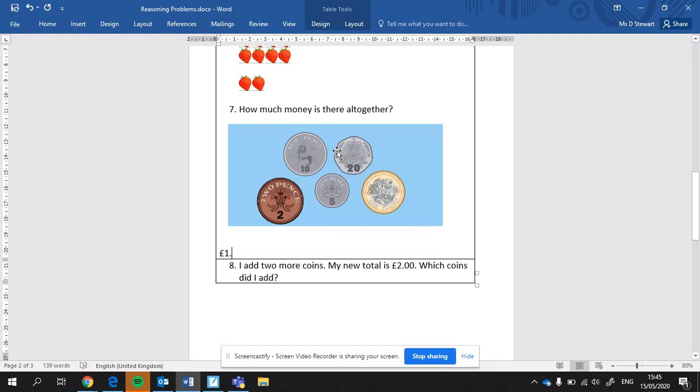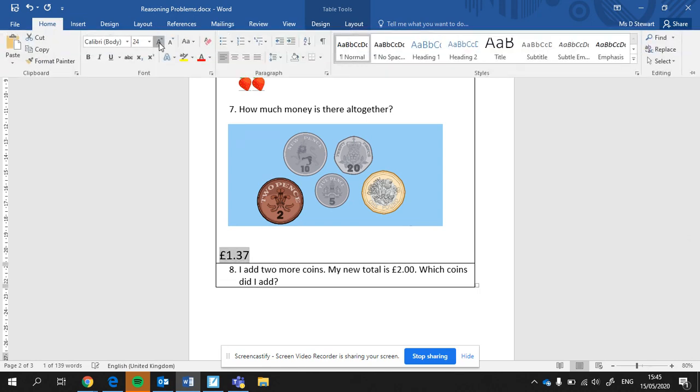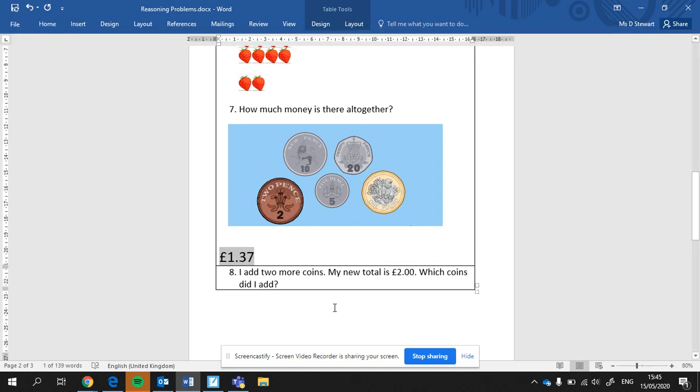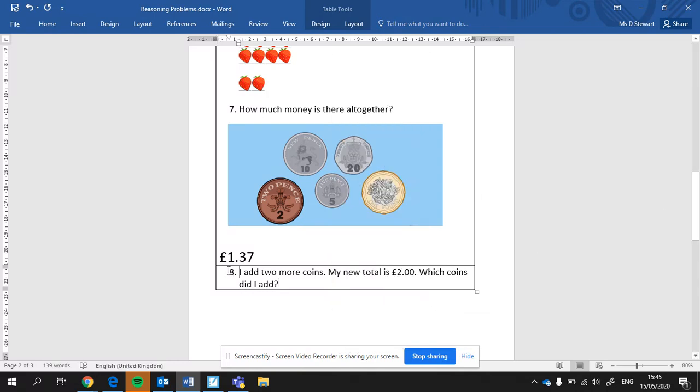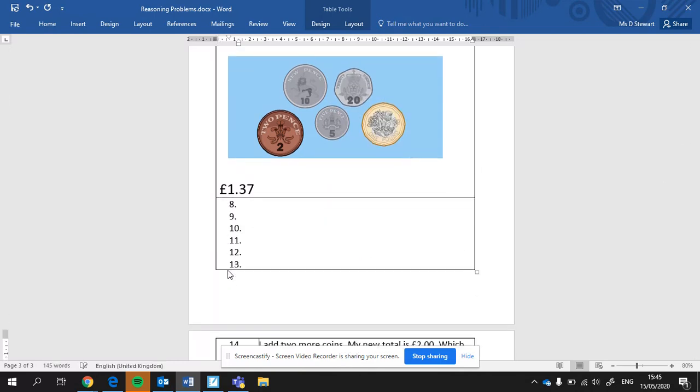So 10 and the 20 would be 30. 5 and 2 is 7. So we add our tens together, 20, 30, and then 5, 6, 7. That amount of money would be £1.37. Let's make it a bit bigger. And we've got a little bit at the bottom here. Let's put that so we've got the picture and the question all together.